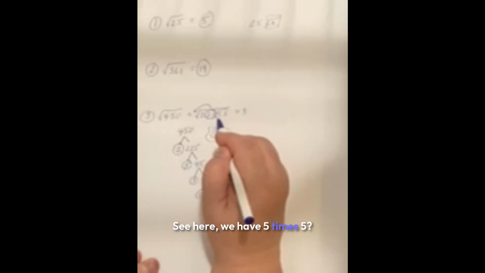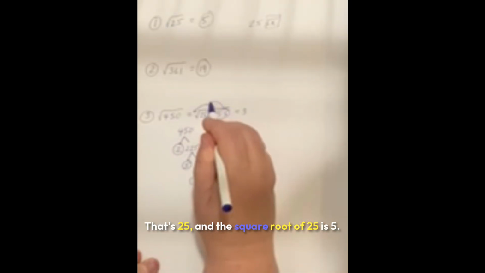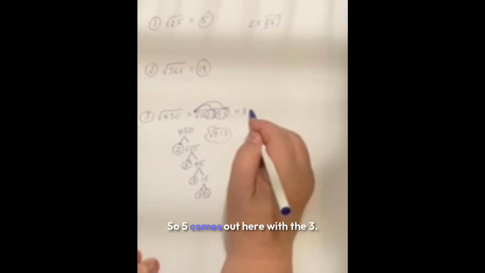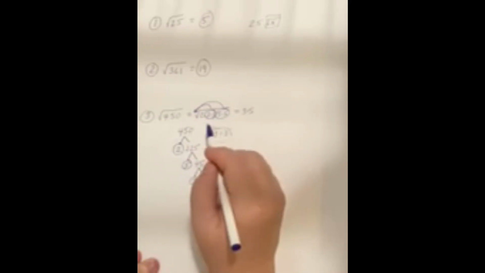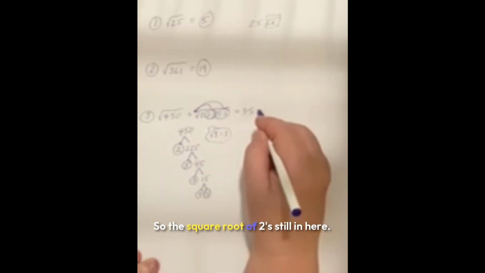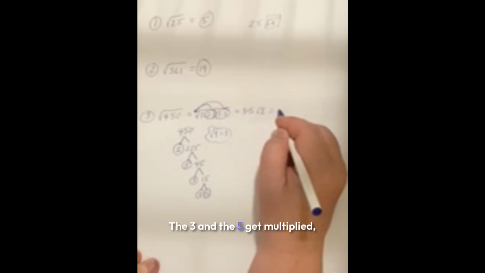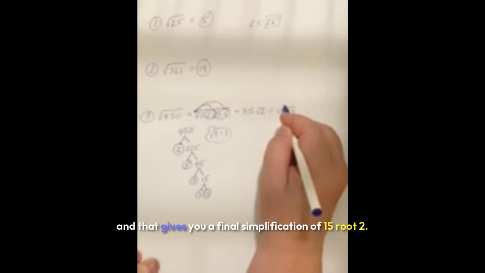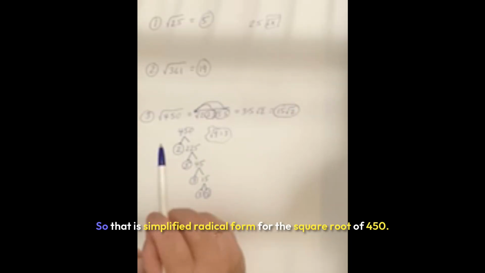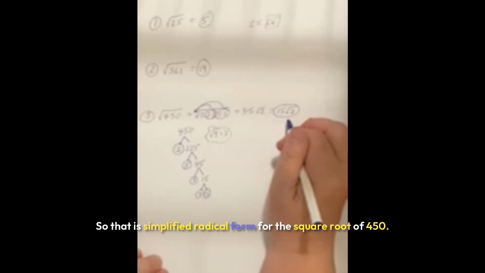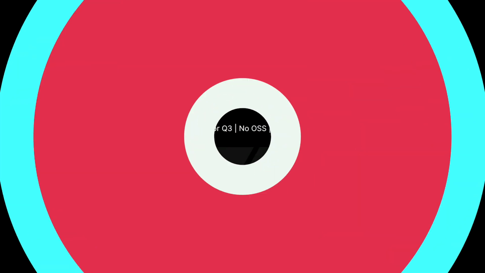See here we have 5 times 5. That's 25, and the square root of 25 is 5. So 5 comes out here with the 3. It lands right next to it, so you just put a times between them. Who's still left in the square root? Look, 2's still in there. So this square root of 2 is still in here. The 3 and the 5 get multiplied, and that gives you a final simplification of 15 root 2. So that is simplified radical form for the square root of 450. Thank you for joining me for this math moment.